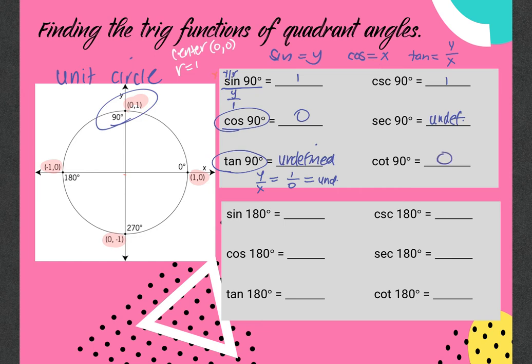Now we're going to repeat all of that, but this time we're using 180. If you look at 180, now my x is -1, my y is 0. So the sine there would be 0. The cosine there would be -1. The tangent would be 0 over -1, which is 0. And then we flip it. So the cosecant would be undefined. The secant would stay -1. And the cotangent would be undefined.